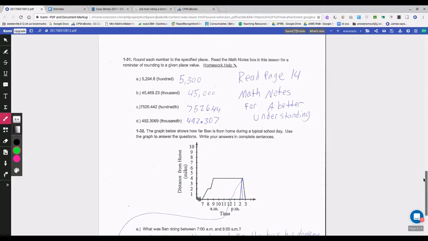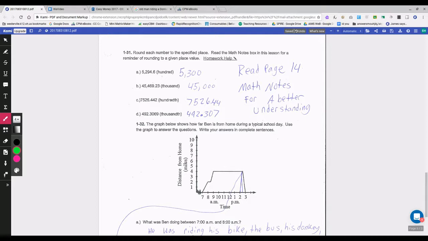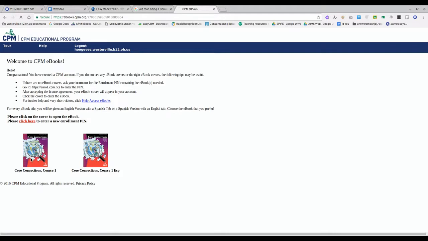Question 131, dealing with rounding. Again, look right here, read page 14, math notes, all right, for a better understanding. We all forget how to round sometimes. If not, then guess what? Go to your book online. Don't have your book at home? Click on the book you need.